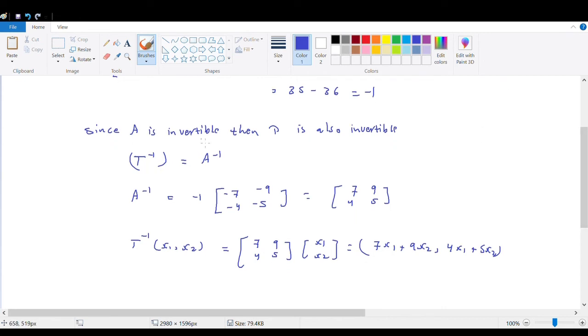So here, sorry, I missed this one. Since A is invertible, then T is also invertible, and the standard matrix of T inverse is A inverse. We cannot say T inverse is equal A inverse. So from here, the standard matrix of T inverse is A inverse.